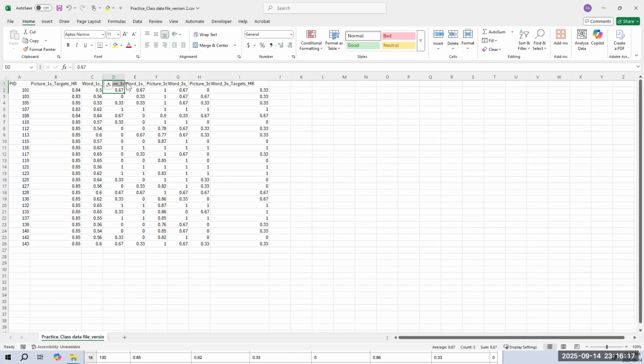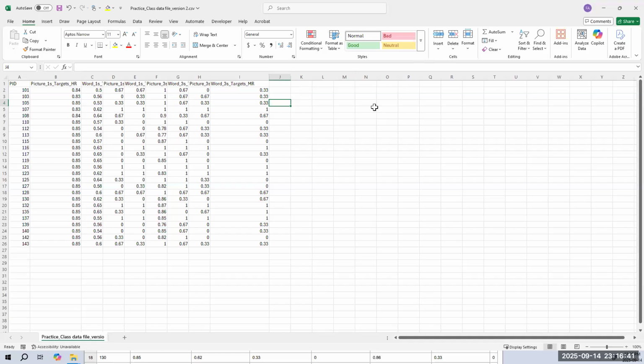And so here you have the miss rate, and then you have hit rate. We don't have false alarm rate here and the correct rejection rate, but that could also be looked at. But those were for the foils, right? For the foils, you have new items that were never presented during the study phase, and then the participant simply has to indicate if it's old or new.